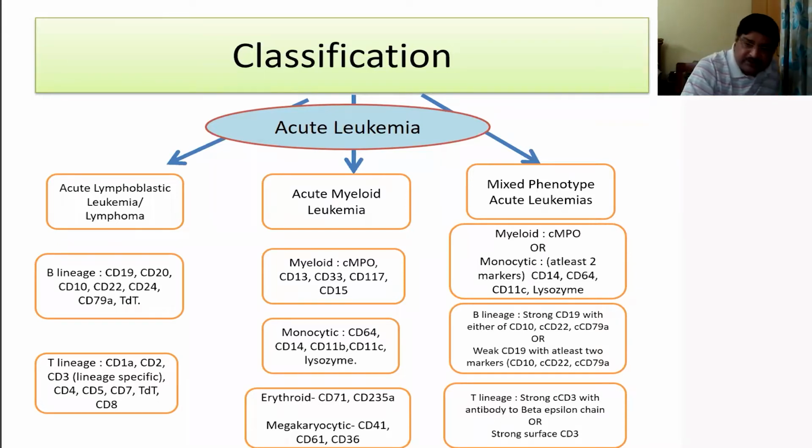So based on the presence of these markers, either myeloid or B lineage or T lineage, you categorize them as B myeloid or T myeloid or BT acute leukemia of ambiguous lineage. Because here the lineage is not very refined. Still, the cells are pretty immature for the differentiation pathway to happen. Next, please.